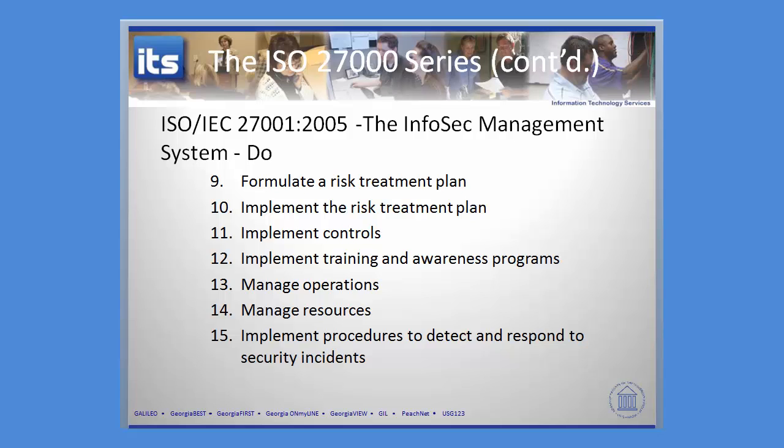During the do cycle, we're going to formulate a risk treatment plan, implement that plan, implement the controls, do some training and awareness, and hopefully some education, and then manage the ongoing operations and resources that are allocated to those operations. And then you're going to have some abnormal stuff happen, some security incidents, and you want to be able to detect and respond effectively to those security incidents. So we previously discussed the plan phase. We just discussed the do phase, and what we're going to do now is move into the check phase.